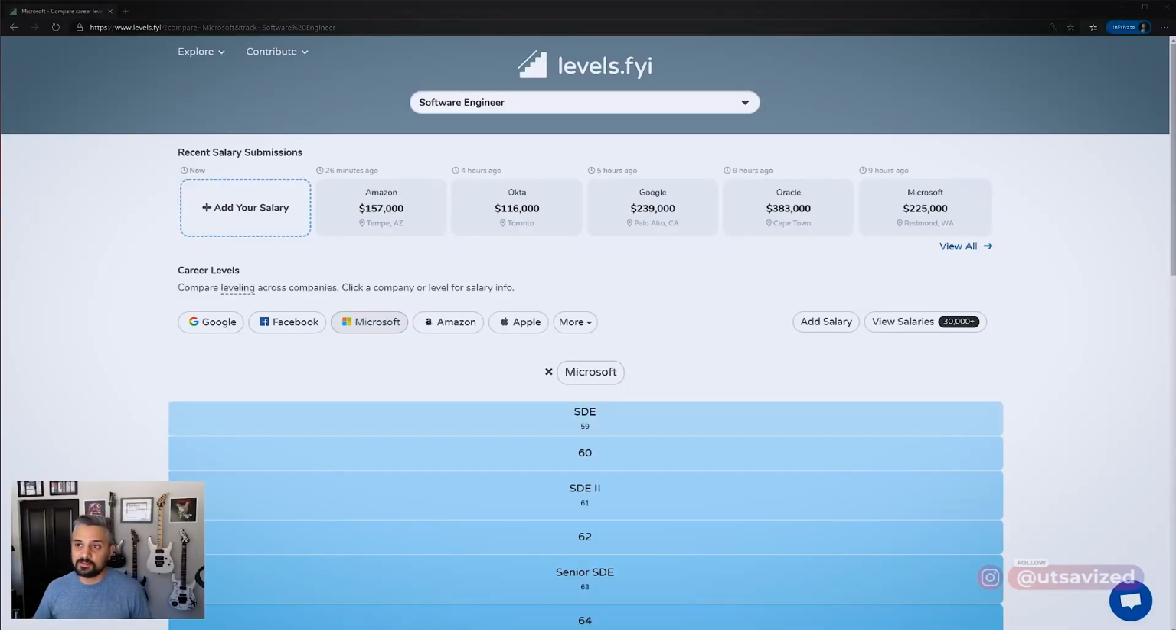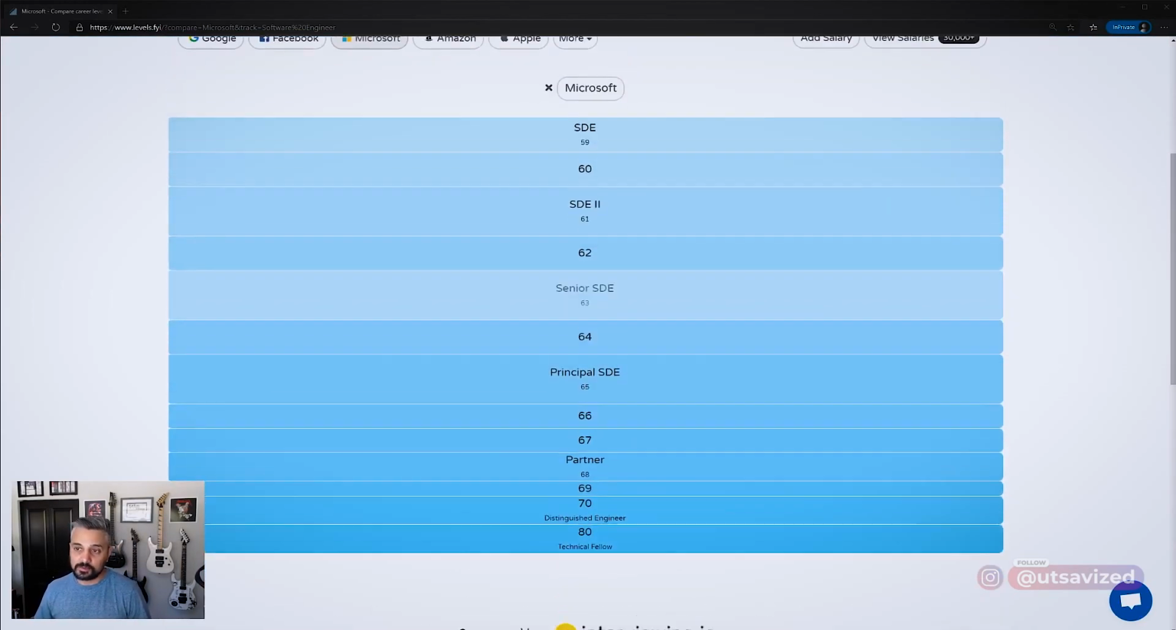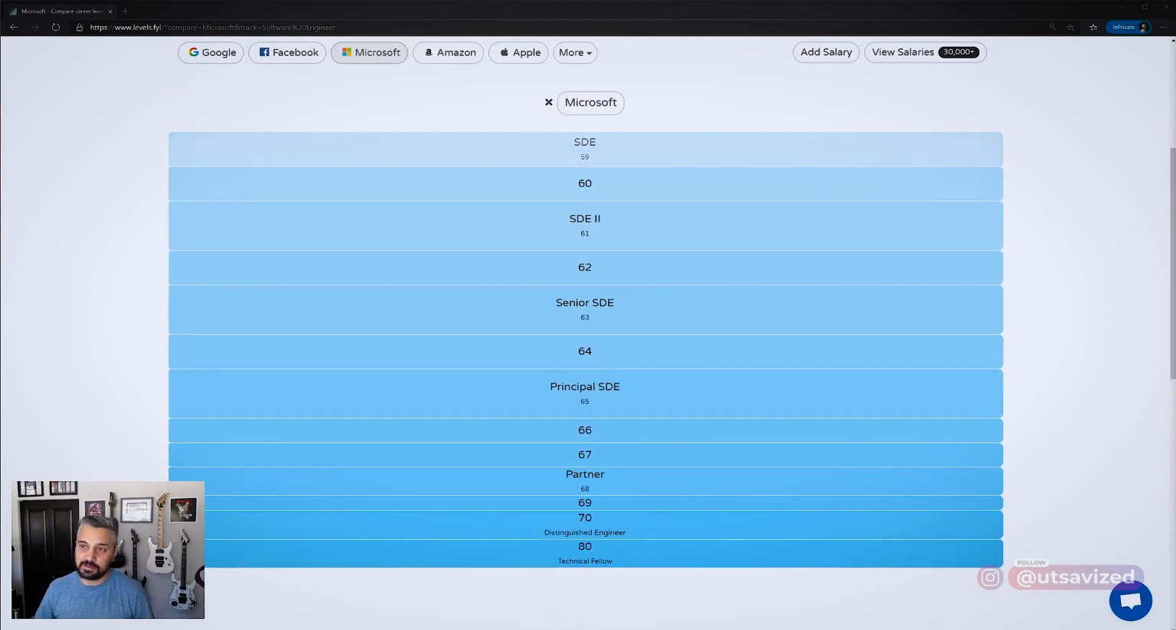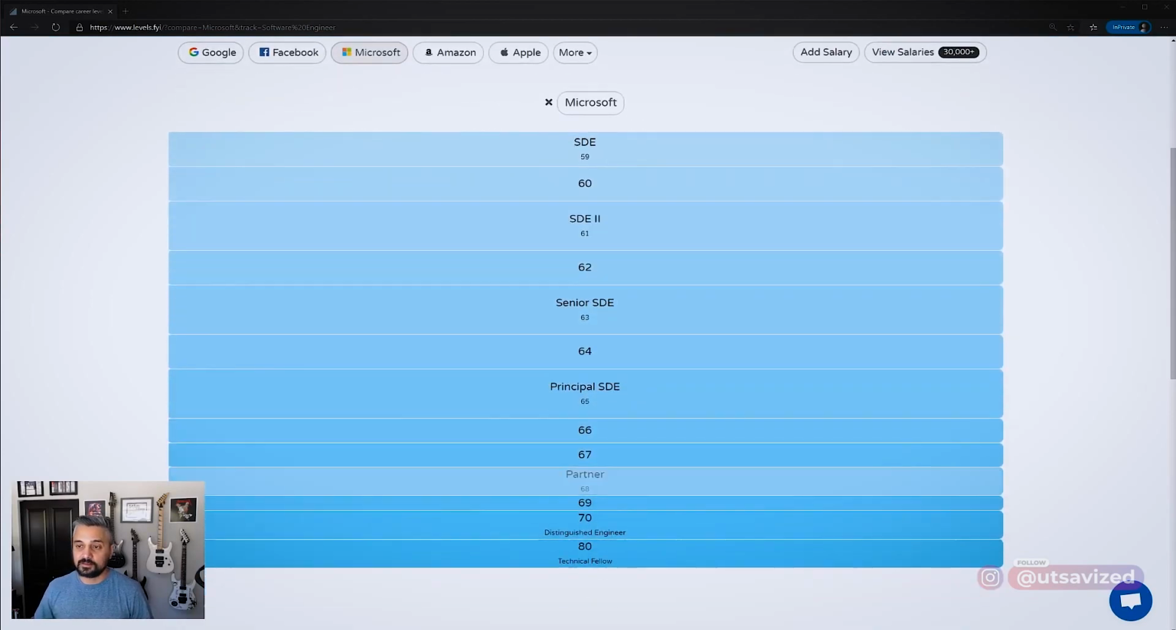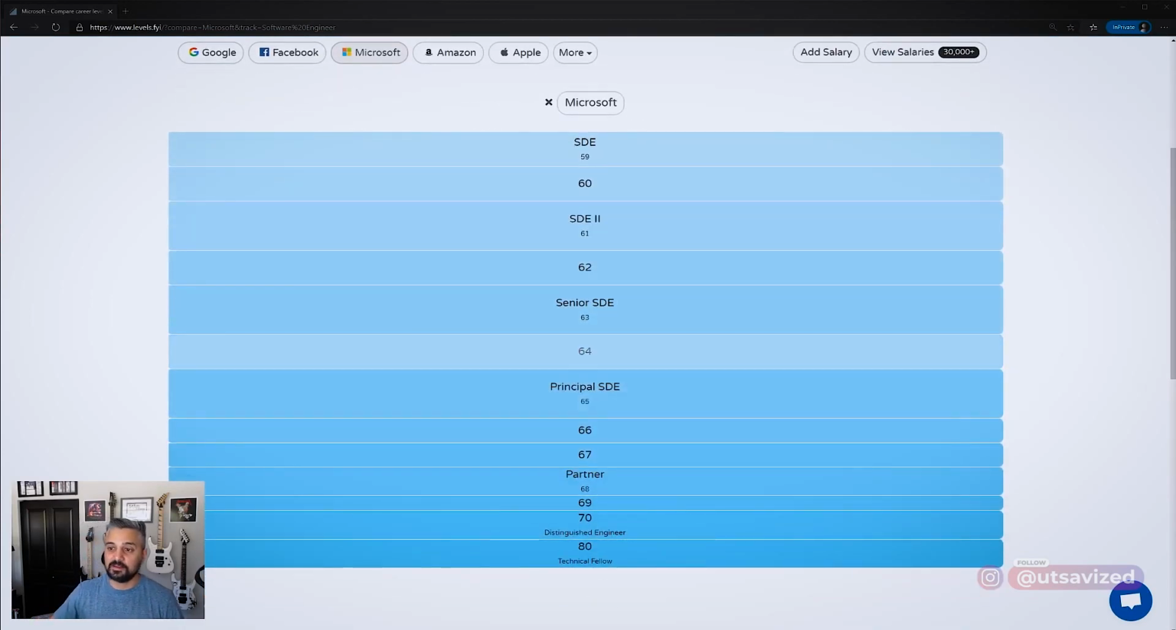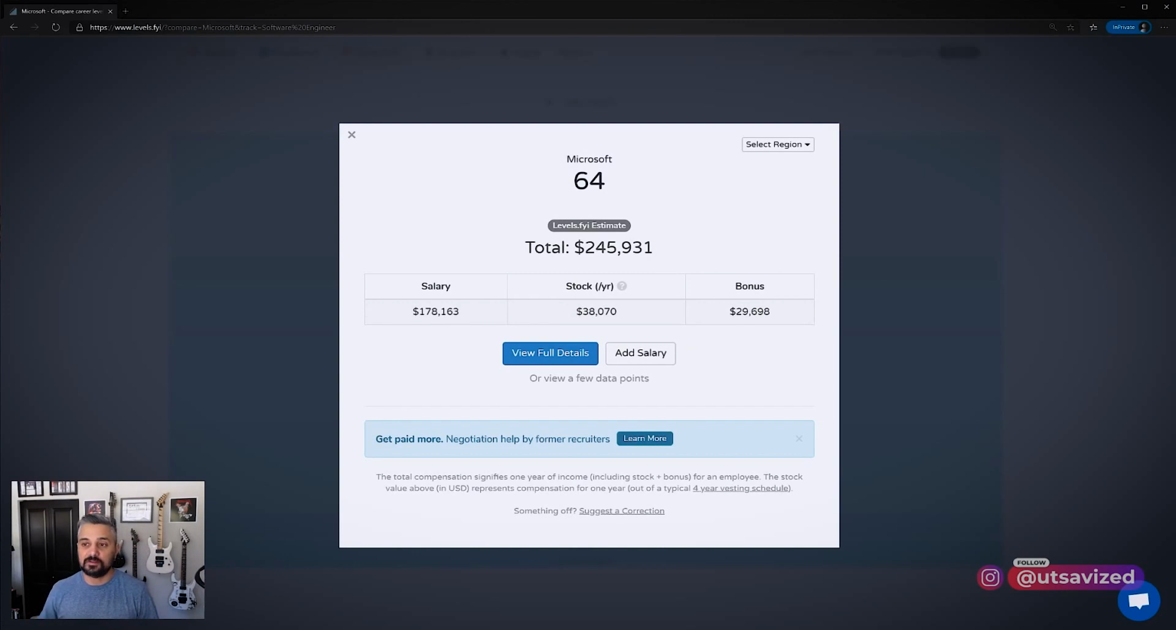All right, guys, so this is levels.fyi. Two cool things this website has: one is you can look at levels for different companies. For example, Microsoft's entry level is 59. You can go all the way to level 80, which is a technical fellow. And you can look at that across multiple companies. The other thing you can look at is a particular band, say 64, senior software engineer at Microsoft, where you can look at the average midpoint of the salaries.